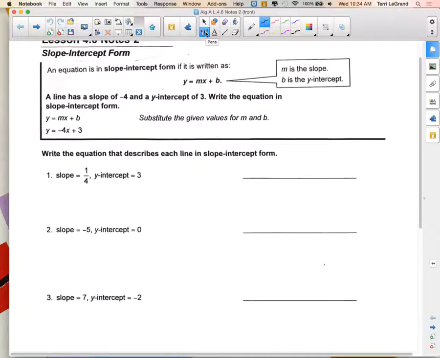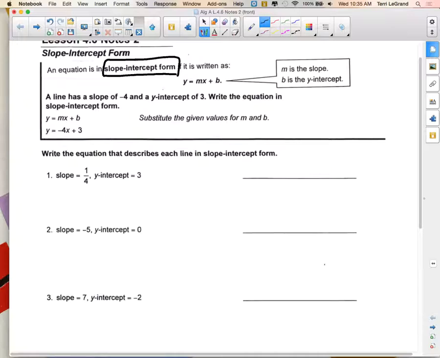Shake off any other distractions that are going on right now, and let's focus in on being able to write equations in what we call slope-intercept form. I want you to take your pencil and underline, first of all, an equation in slope-intercept form. It's going to be a really important form that's going to get used a lot.